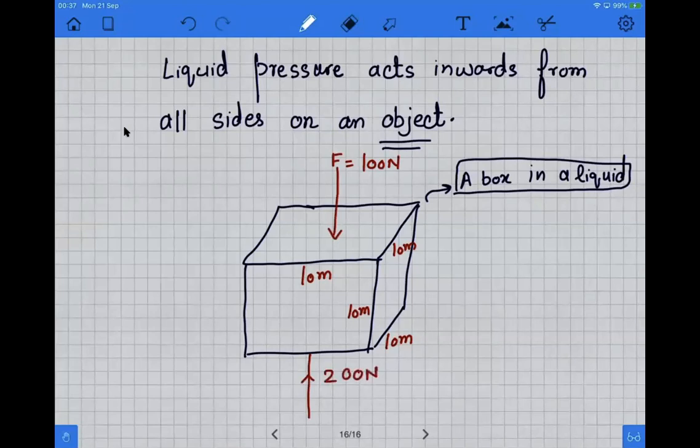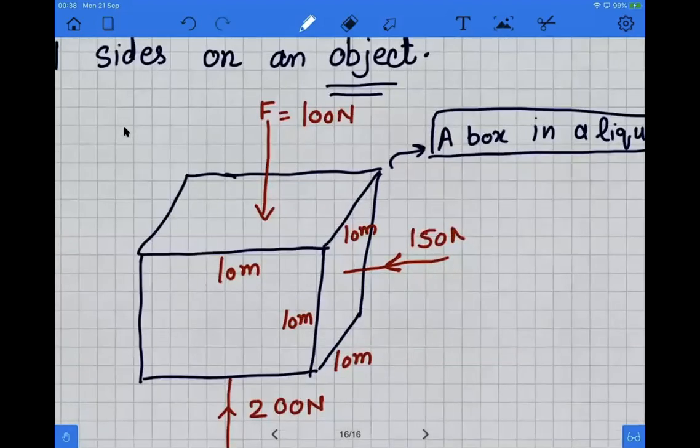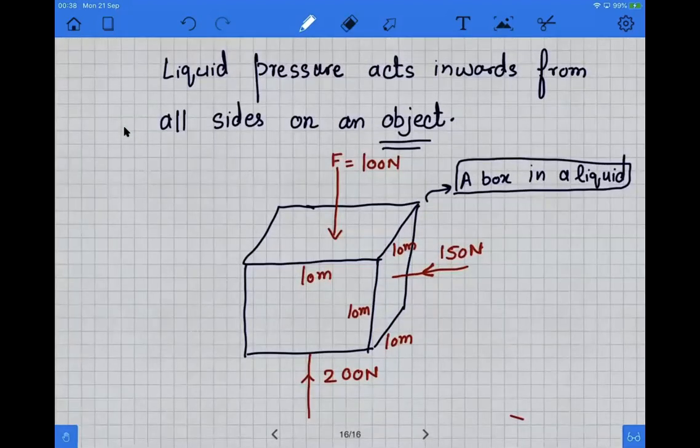Here, the density of the liquid is not given, so we can go with any forces. We have to understand the concept. Now, for example, the force on this side is, for example, 150 Newton. And the force on the other side is, for example, 150 Newton.